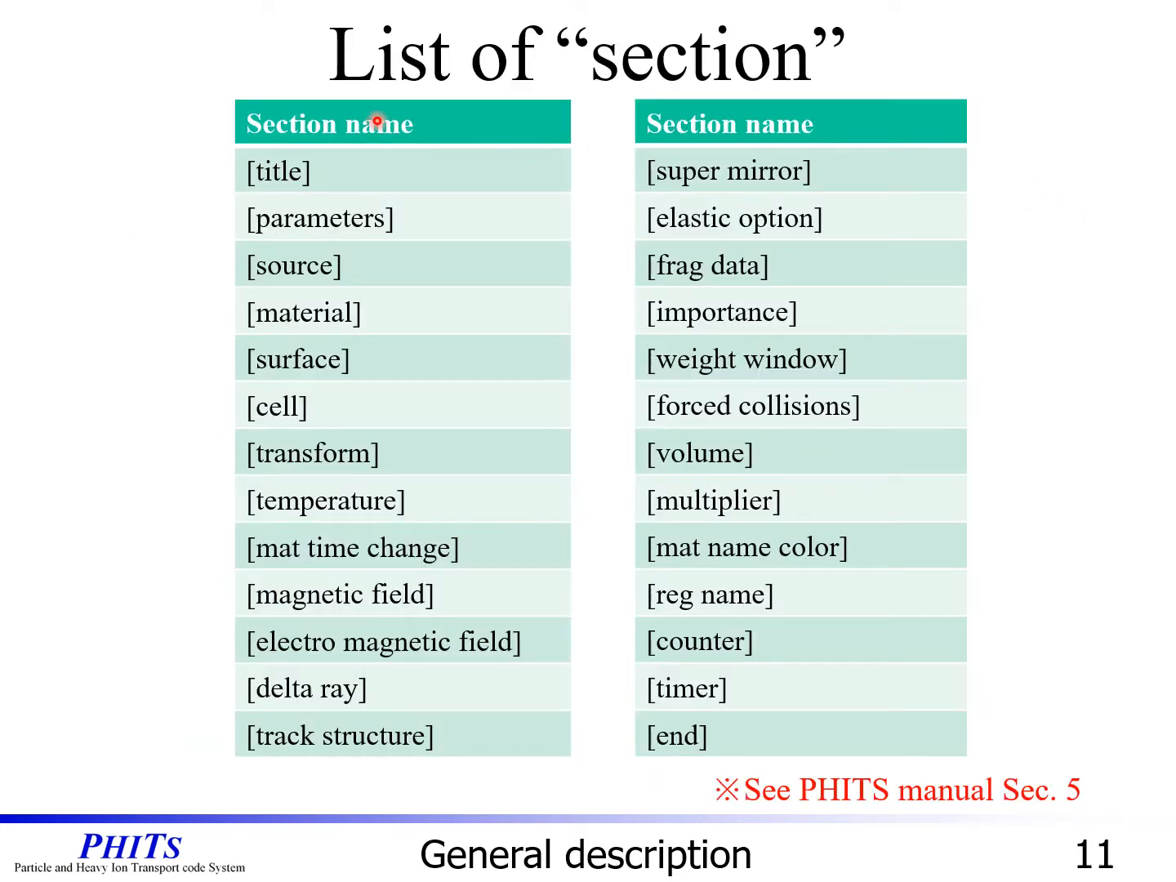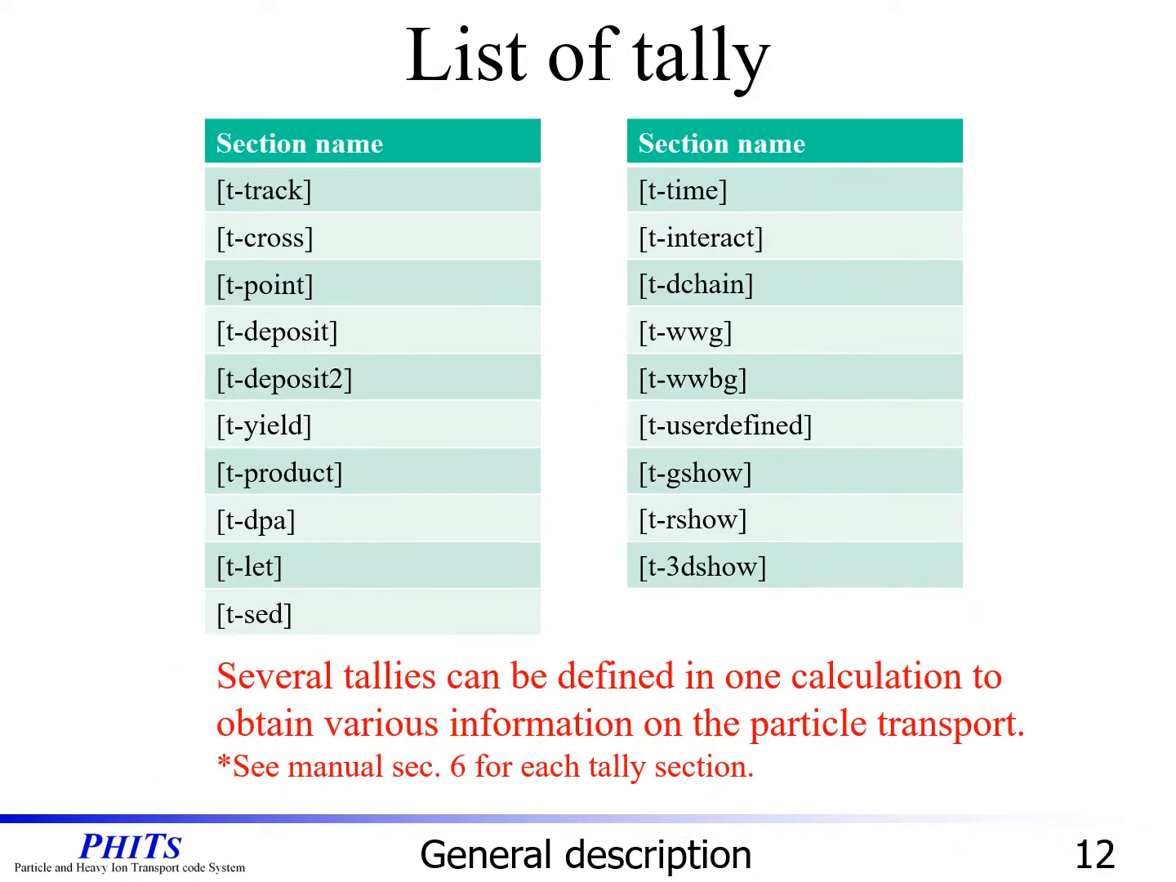This indicates the section type. Various sections are provided to faithfully reproduce the actual experimental conditions. Please see Section 5 of the manual for each section. Here is shown the list of tally. Several tallies can be defined in one calculation to obtain various information on the particle transport. The detail for each tally section is described in the PHITS manual, and it will also be introduced in basic lecture number 2.